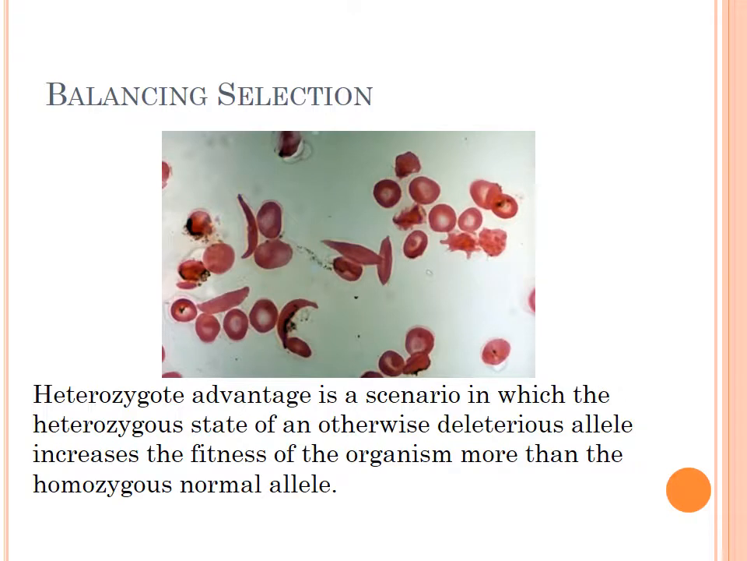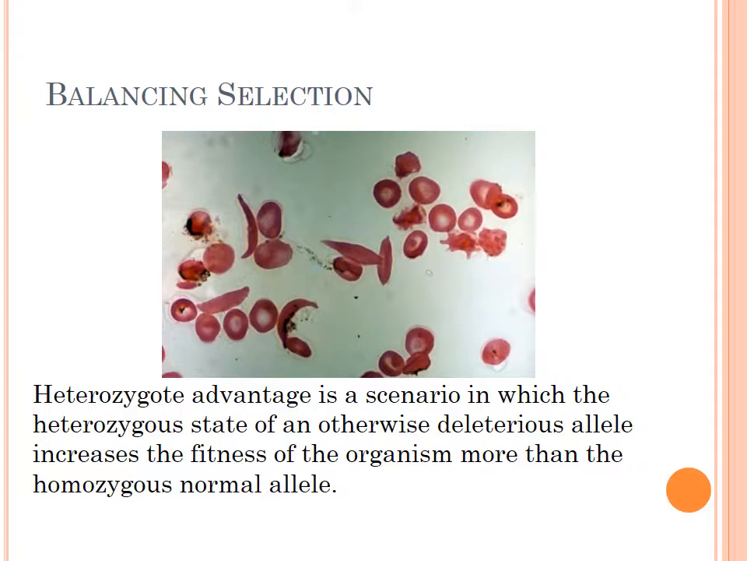Another form of balancing selection is seen with sickle cell anemia. It's called heterozygote advantage. This is where the heterozygous state, if it's otherwise deleterious, increases the fitness of the organism more than the homozygous normal allele. The best example of this is sickle cell anemia. If you are homozygous recessive, you have sickle cell anemia and your chances of living decrease dramatically. Your blood cells will pile up against each other, restricting blood flow, and could cause issues with the heart. You have a much lower life expectancy than anybody who's heterozygous or homozygous normal.